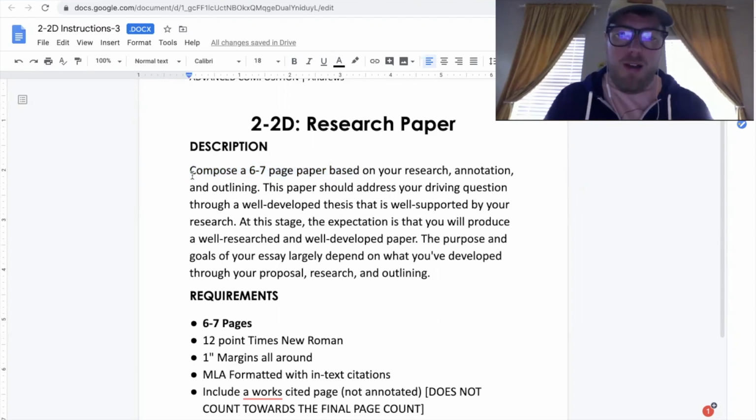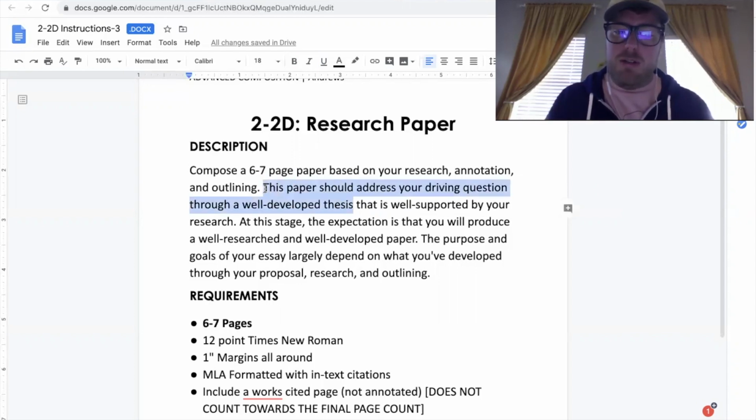So with the research paper, it's a 6 to 7 page paper, as you can see. And it's based on your research, your annotation, your outlining, all the things that you've been reading. So this paper should address your driving question through a well-developed thesis. In other words, whatever question you came up with, you really want to keep coming back to that because it can be easy to forget what was it that started this whole thing? Your paper should be answering that question.